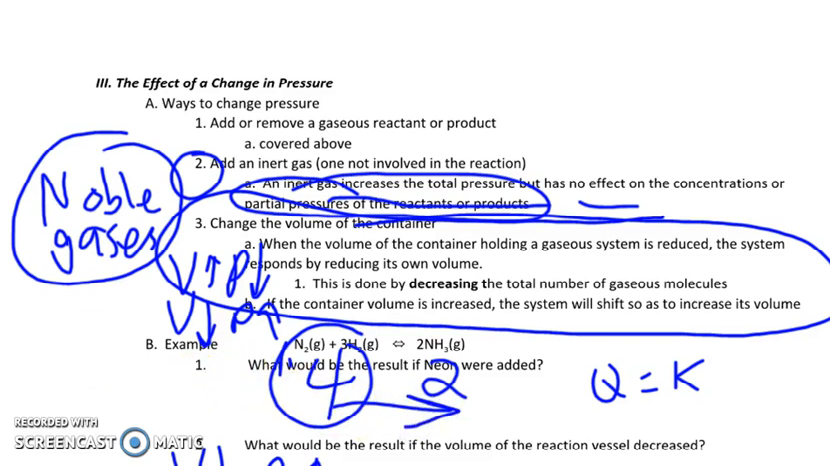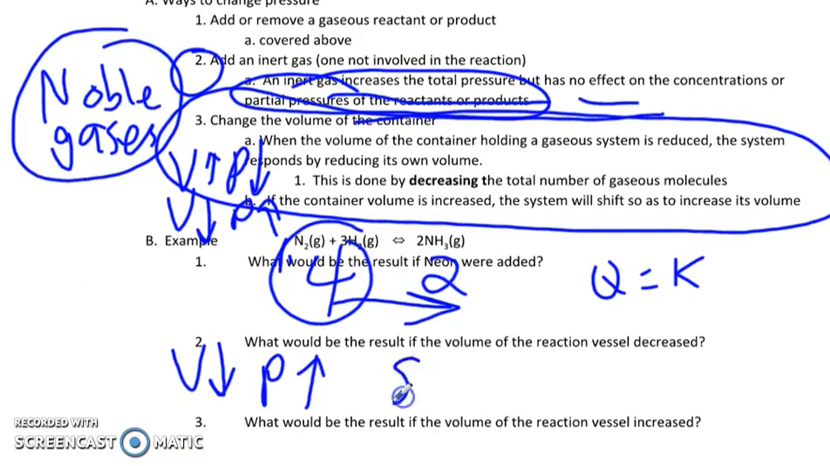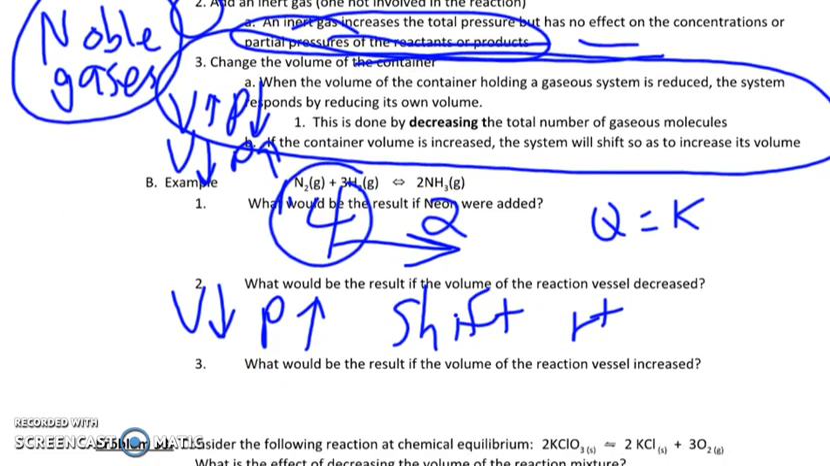So this one is going to shift to the right to make more products, okay, because that's the side with fewer gas molecules. So what about the next one? What if the volume goes up, pressure goes down?